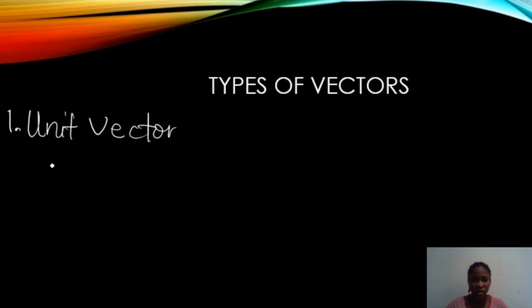Let's say this is vector A. For us to say that this vector is a unit vector, it means the vector has a magnitude of one. So it has a magnitude equal to one. That's a unit vector. The next vector that we'll look at is the null vector.